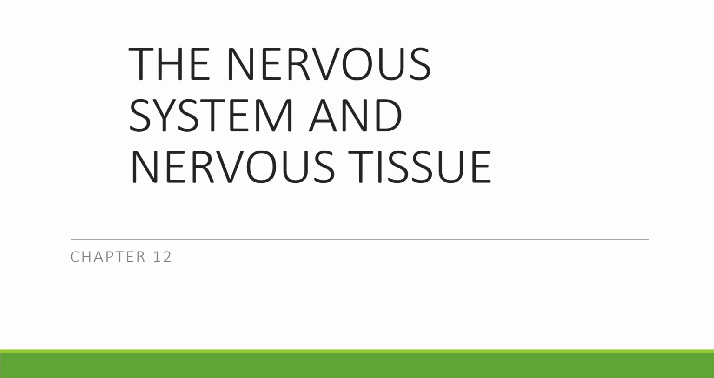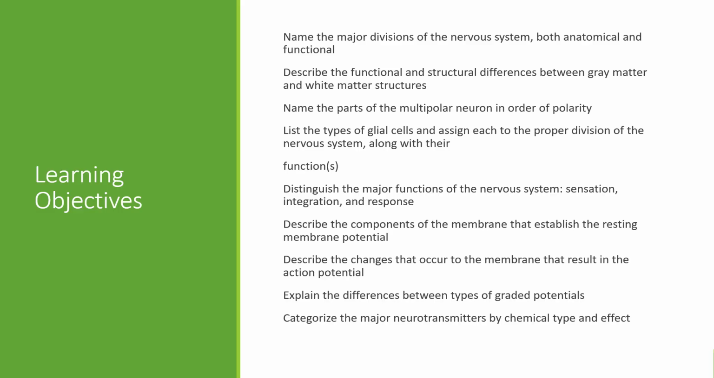Hi everyone, this is chapter 12 on the nervous system and nervous tissue. So as always, we have our learning objectives.